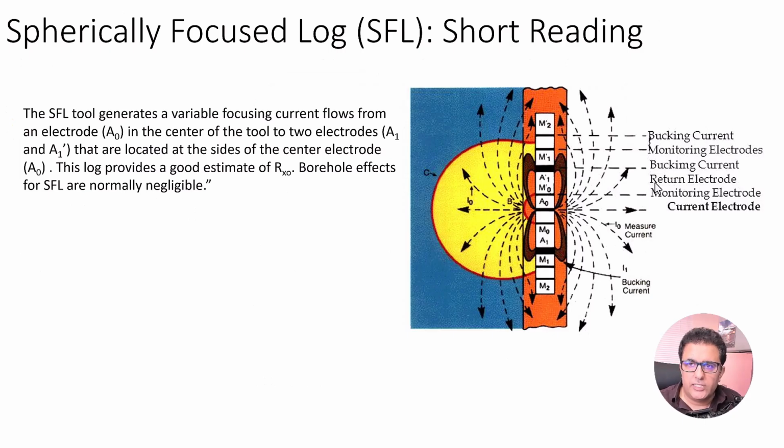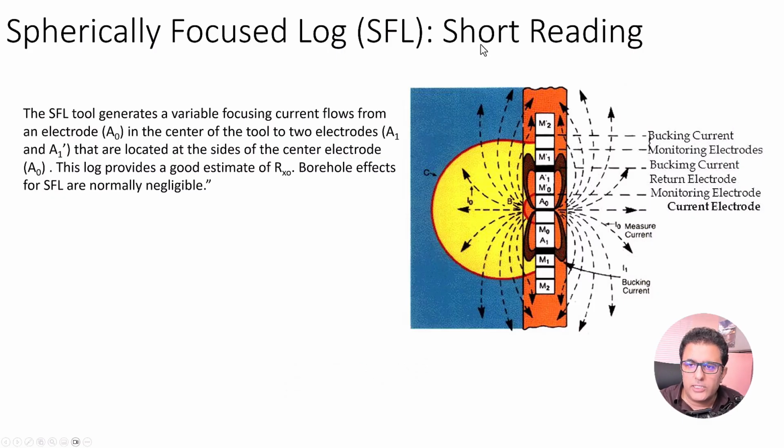As I mentioned, the device that I'm going to talk about in this lecture is indeed a combination of two tools. One of them is the SFL, or Spherically Focused Log, that provides a very shallow reading. The goal of using this logging tool is mostly to measure the resistivity in the flushed zone, the area very close to the borehole. And indeed, the resistivity measurement of this device is based on direct current into the formation.